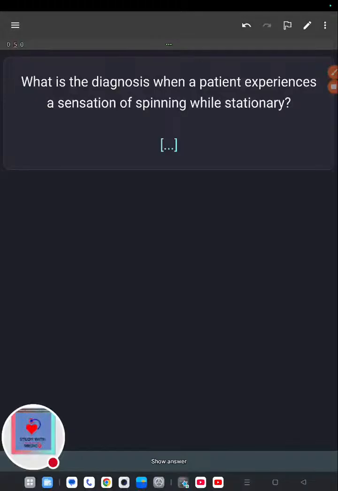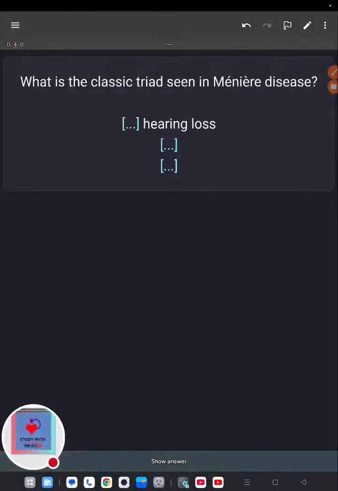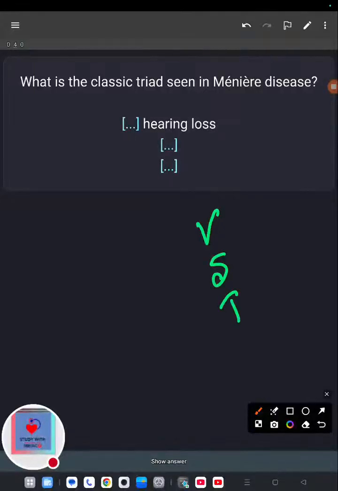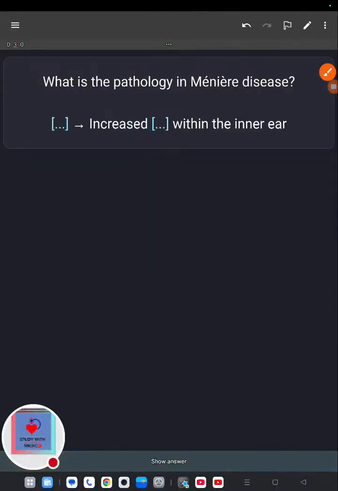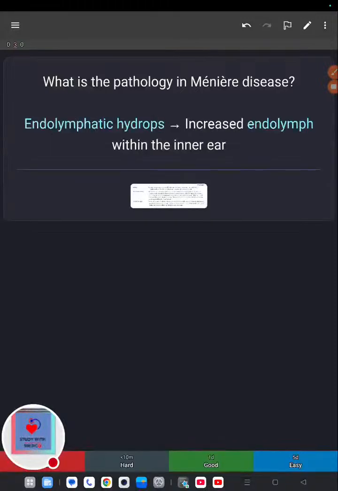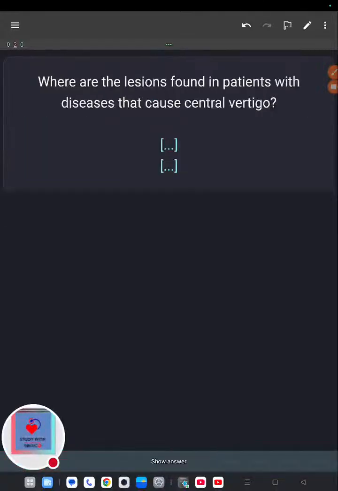What is the diagnosis when a patient experiences a sensation of spinning while stationary? Vertigo. What is the classic triad of Meniere's disease? V for vertigo, S for sensorineural hearing loss, T for tinnitus. What is the pathology in Meniere's disease? Within the inner ear, endolymphatic hydrops, increased endolymph within the inner ear.